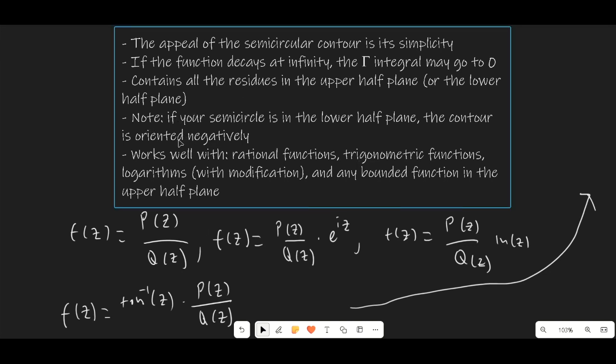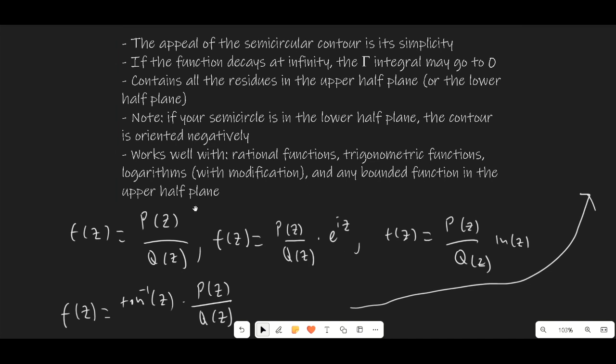Also something to note, if you put your semicircle in the lower half plane, then the contour you use will be oriented negatively, which means that when you use the residue theorem, you'll get negative the value of your contour integral because of the negative orientation. And the types of functions that this works well with are rational functions, trigonometric functions, logarithms. Of course, you will need to make some modifications due to the branch cut, and any bounded function in the upper half plane. So basically any function that's bounded in the upper half plane, you can go ahead and just plug in this contour and it'll work out very nicely.